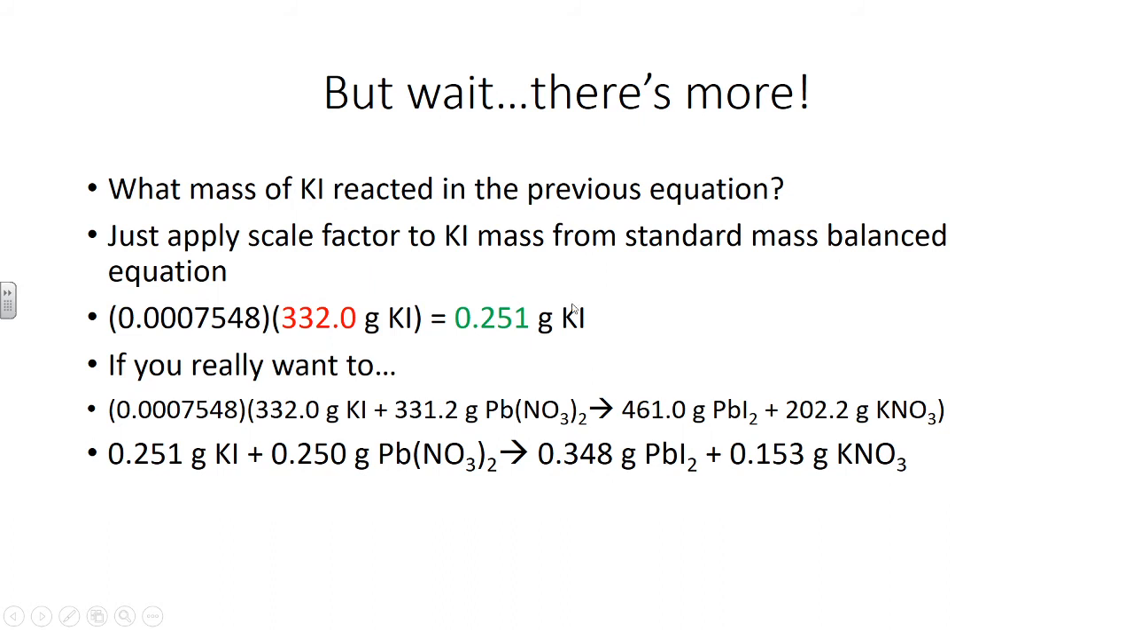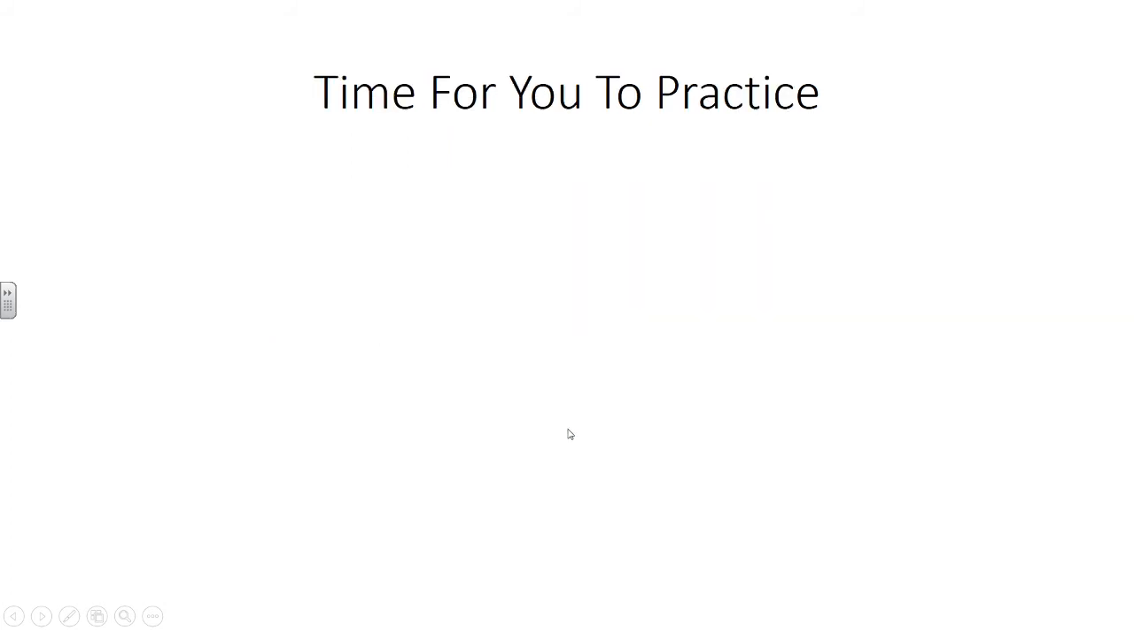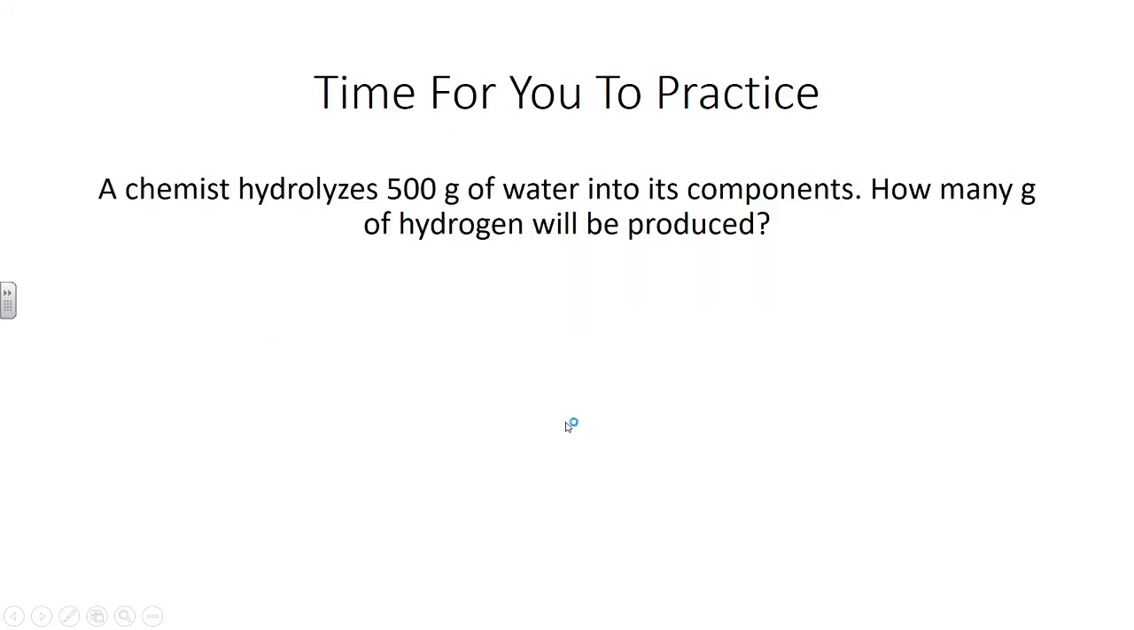Like you could go back to the question and say, all right, well, it asked me about lead iodide. Okay, there's that. And then it asked me about potassium iodide. And then you have your answers. So if you really like the old method, if you just felt like you could do this better, go ahead, stick to it. All right, some practice problems for you guys.